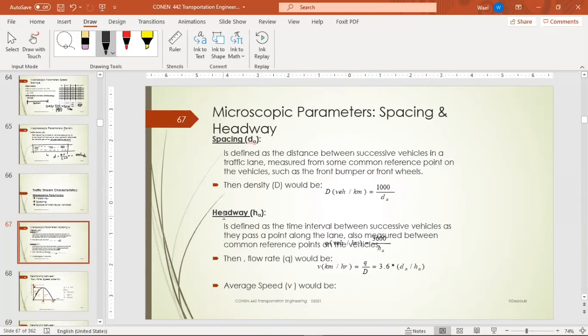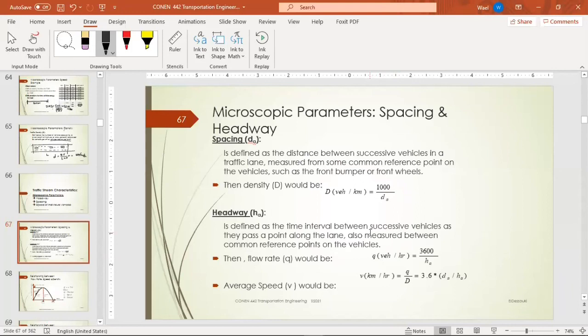The headway is different because the headway takes into consideration the speed of the flow. So headway is defined as the time interval between successive vehicles as they pass a point along the lane, also measured between a common reference point on the vehicle. Okay, we use it to calculate the flow rate.